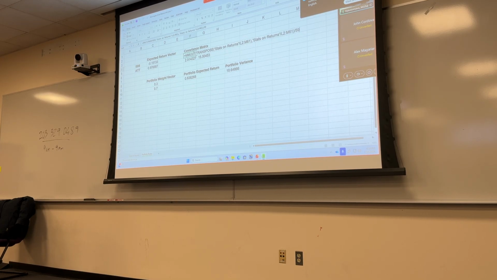So the formula is equal M mult, and then open parentheses transpose, and then close. Then open parentheses, select the 2 columns of deviations from the mean. Close parentheses, and then comma, select again the 2 columns, and then close parentheses, and then divide by 59.